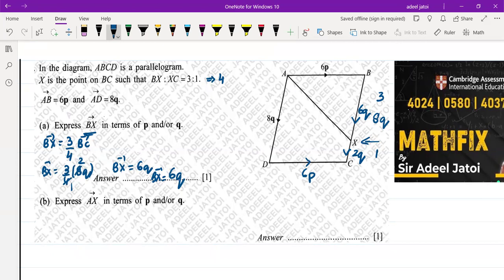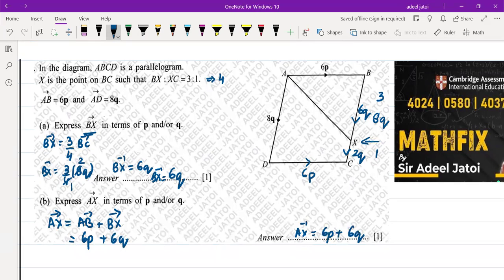Express AX in terms of P and Q. Now the question continues. We need to find AX. To find AX, what we'll do is we'll make a route. To go to AX, we'll go to AB, then we'll go to BX. And now we already know the vectors: 6P is for AB and for BX we already know it is 6Q. So AX vector is 6P plus 6Q.